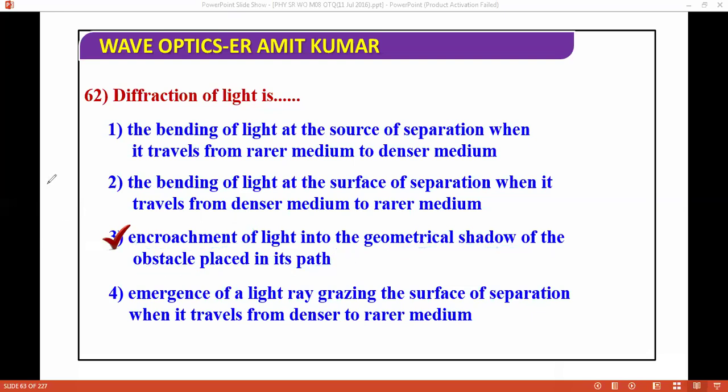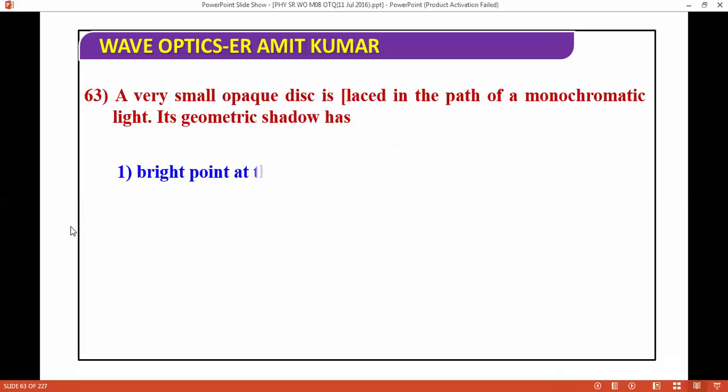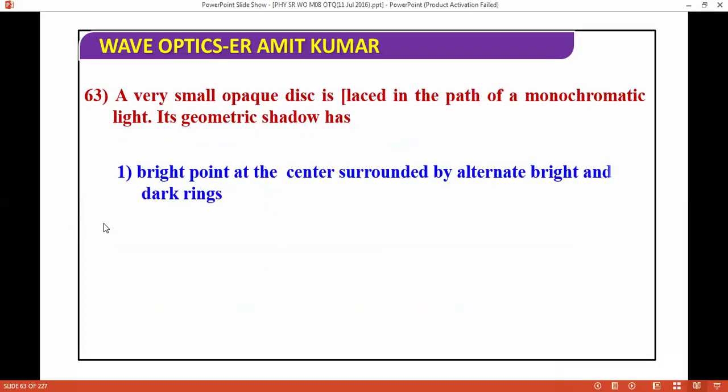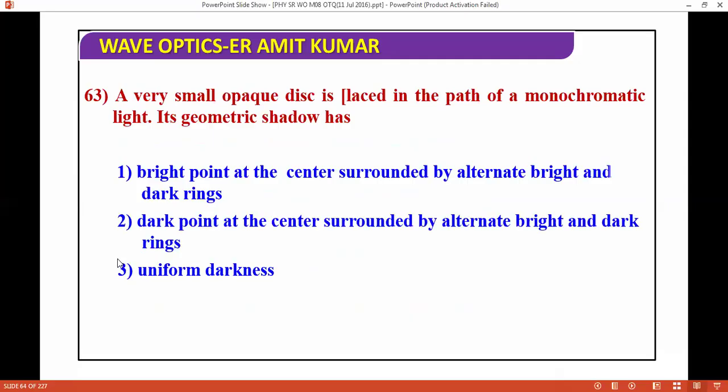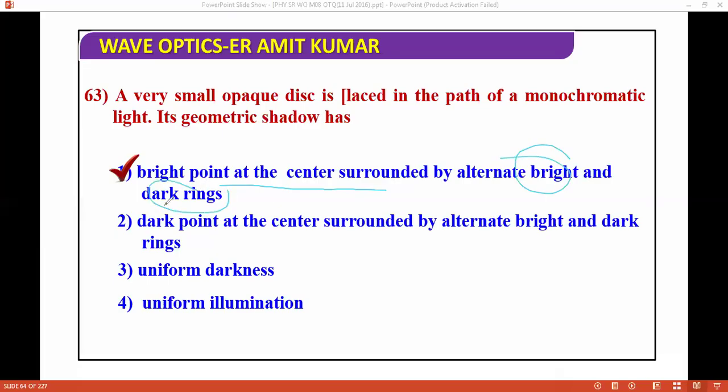The next question I'm moving ahead. A very small object is placed in the path of monochromatic light. Its geometric shadow has a bright point at the center, surrounded by alternate bright and dark rings, or uniform darkness. The correct answer will be a bright point at the center, surrounded by the alternate bright and dark rings. A very small object is placed in the path of the monochromatic light, so its geometric shadow has a bright point at the center, surrounded by alternate bright and dark rings.